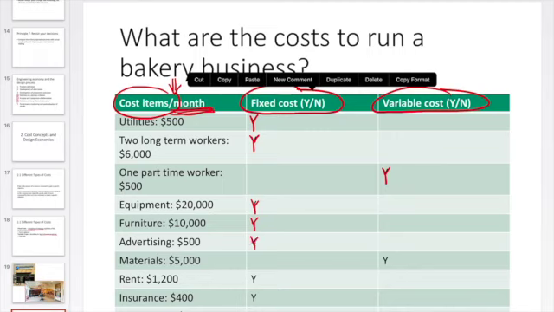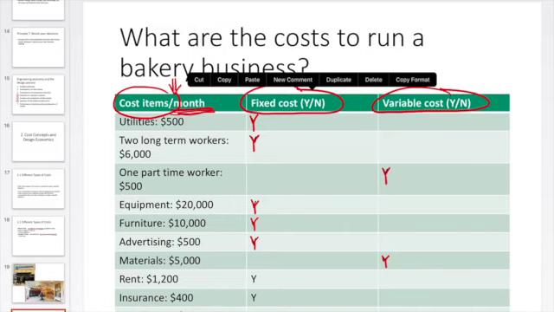And then the materials like the flour, the sugar, the milk, the yeast, those things you are going to need for making bread. Well, those things are going to change because the more bread you make, the more flour, the more sugar you need. So the cost for the materials is definitely going to change based on the productivity. So this is a variable cost.